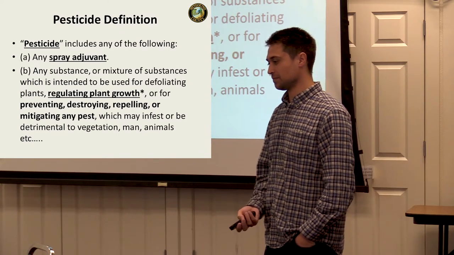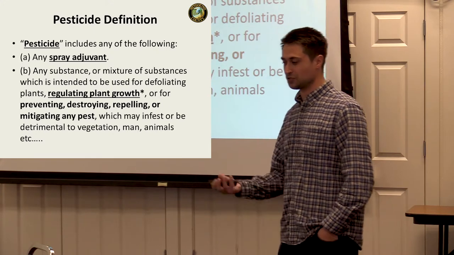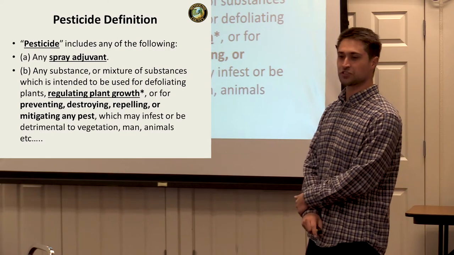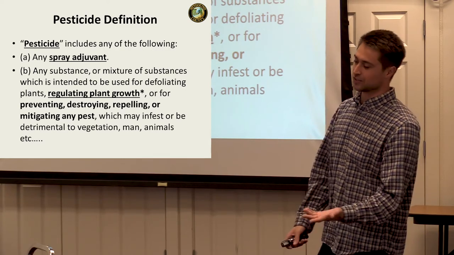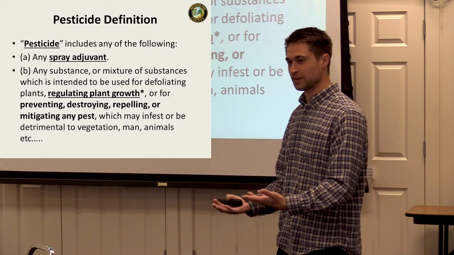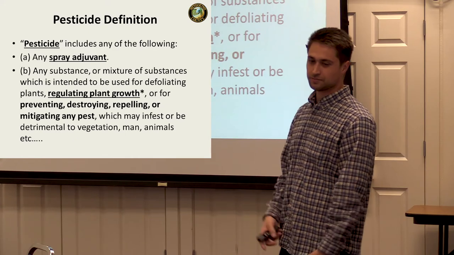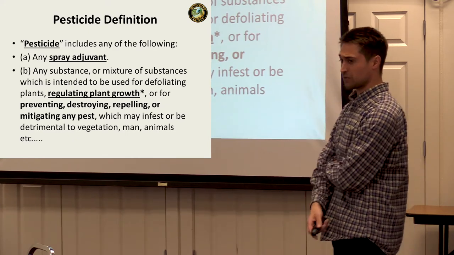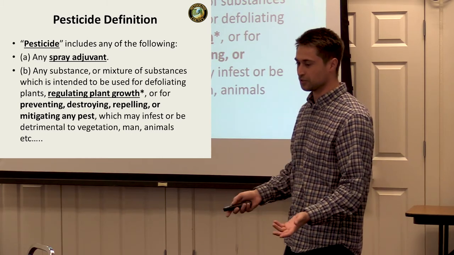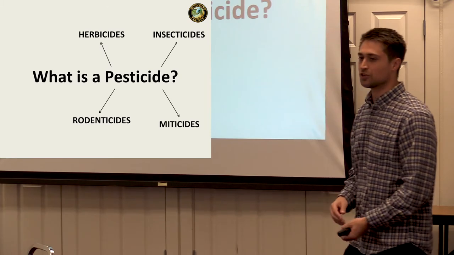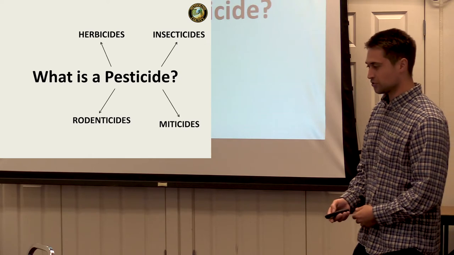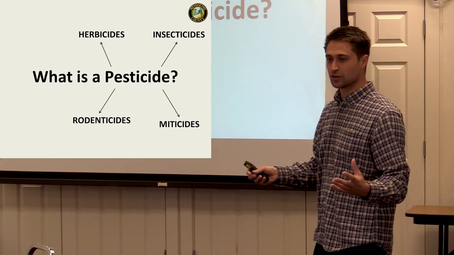Or it's any substance for preventing, destroying, repelling, or mitigating any pests which may infest or be detrimental to vegetation, man, animals, etc. Right, so anything that kills any pest that's detrimental to us. Not just kill, yeah. Destroying, repelling. So it's a very broad definition, and it can include a lot of things. Also, you could look at pesticides by what they kill. So when you hear the word pesticide, it's a broad term.